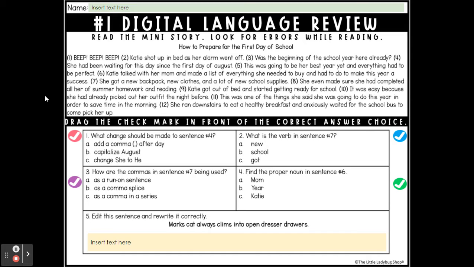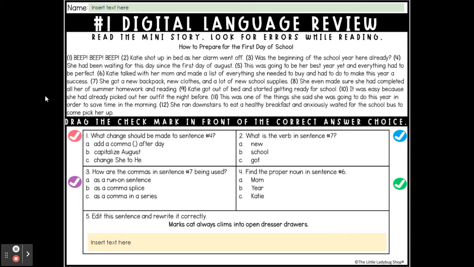Beep, beep, beep. Katie shot up in bed as her alarm went off. Was the beginning of the school year here already? She had been waiting for this day since the first day of August. This was going to be her best year yet, and everything had to be perfect. Katie talked with her mom and made a list of everything she needed to buy and had to do to make this year a success. She got a new backpack, new clothes, and a lot of new school supplies. She even made sure she had completed all of her summer homework and reading.